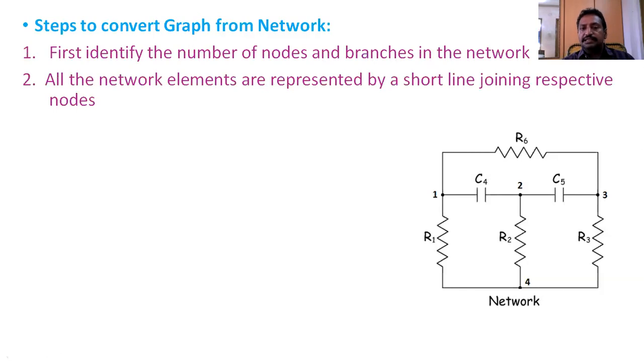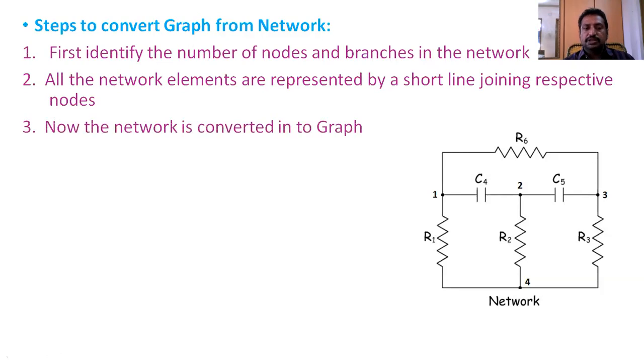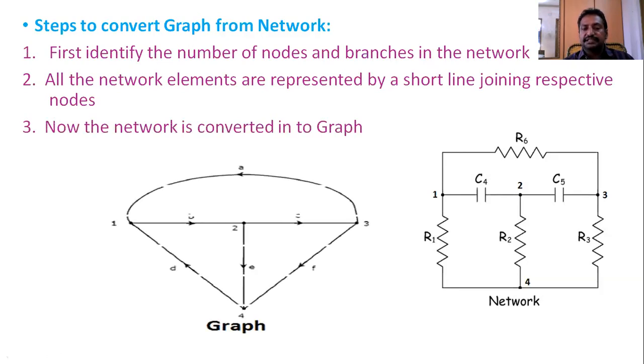All the network elements are represented by a short line. There is no voltage source and no current source, so no problem. All the branches should be shorted. So now the network is converted into a graph. How many nodes are there? 1, 2, 3, and 4. And how many branches are there? 6 branches. See what those 6 branches are.